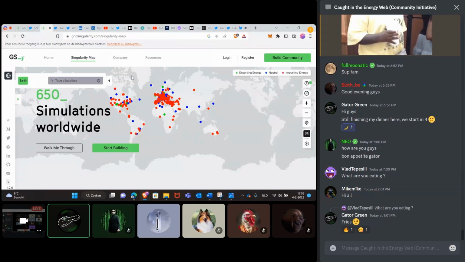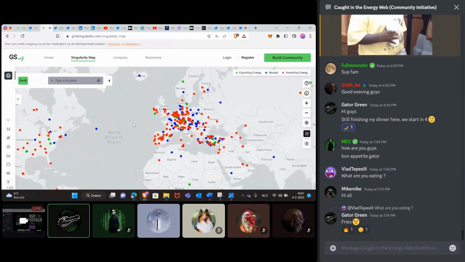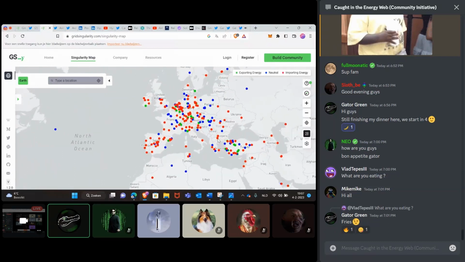They've got a Singularity map nowadays, which has 650 simulations worldwide. You can see it on the map here. Some of these are exporting energy, some of them are importing energy, and some of them are neutral. You can zoom in on that and look at the different energy communities that have been built. You can see that there's a lot of them being built in Europe, high density there. And as a company, they're very interesting.